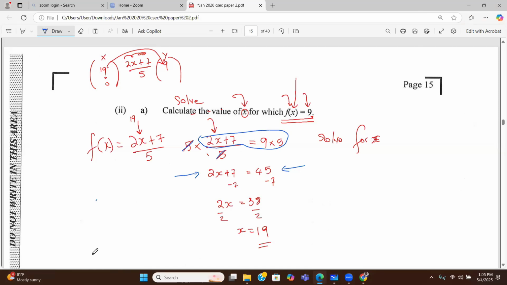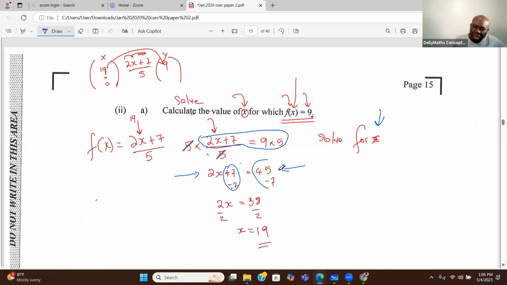So what would you do next? The objective is to isolate x. When you solve, it is to isolate. So you're going to get rid of the 7 by doing the opposite to it. If it is adding, you subtract, and vice versa. It was adding, so we subtract. And whatever you do on one side, you have to do to the other side of the equation. So 2x is left with 38, because 45 minus 7 is 38.